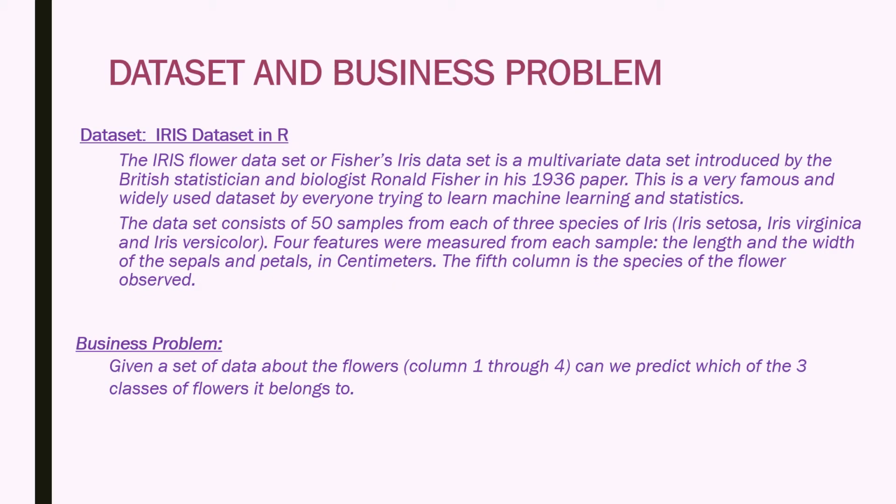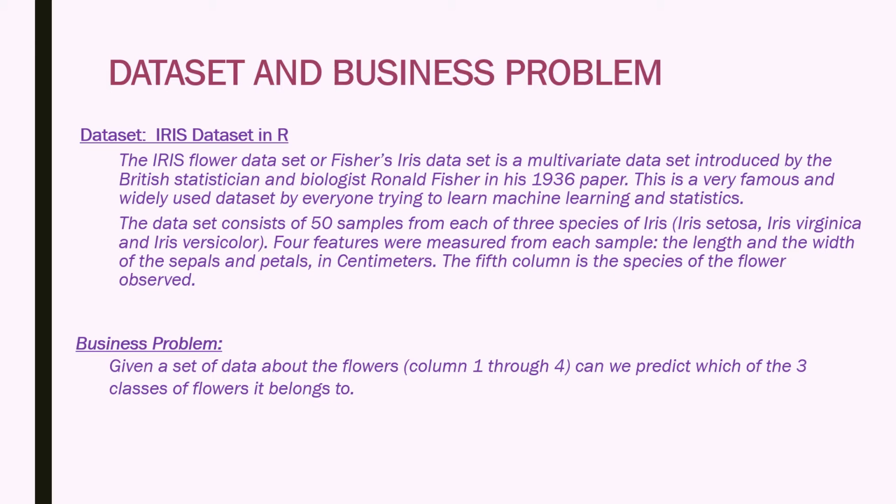The dataset that is being used in this demo is the IRIS dataset, and this is one of the famous datasets used by many statisticians and anyone who tries to learn machine learning. The dataset consists of 50 samples of flowers from each of the three species of iris. Four features were measured from each sample: the length and width of the sepals and petals in centimeters. The fifth column is the species of the flower observed.